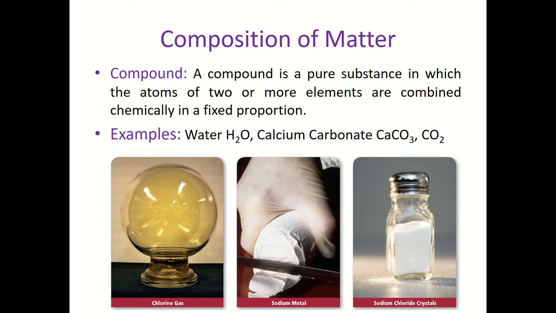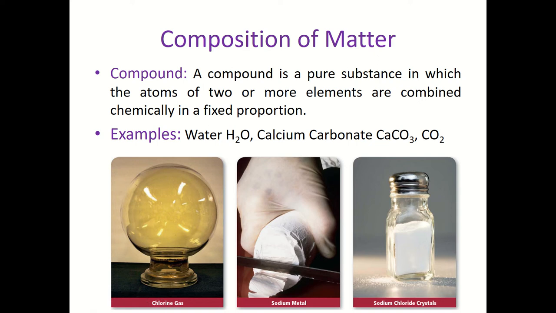You see the idea? In a compound, like CO2, CaCO3, and H2O, there's a chemical combination between the atoms. There's a chemical combination between the carbon and the two oxygens, or the calcium, the carbon, and the three oxygens, and so on. The other thing in a compound is that the atoms must be combined in a fixed proportion.